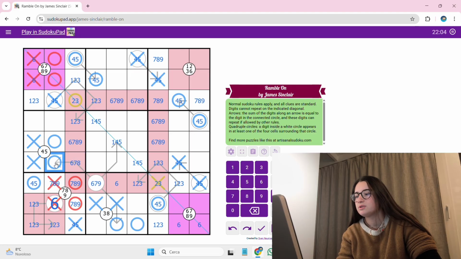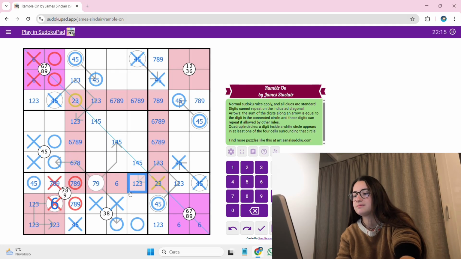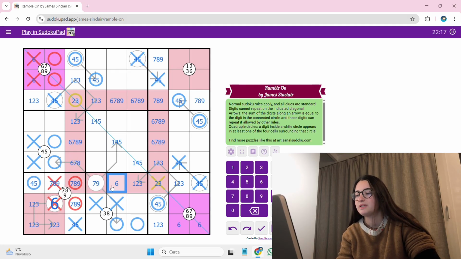So this can be 1, 2, 3. No, it could be 4. It can be 4. So this can't be 6. So the 6 must be here because we need it in this row. So it must be here. And since it can be here, it must be here. And what about in this 2? We don't know.